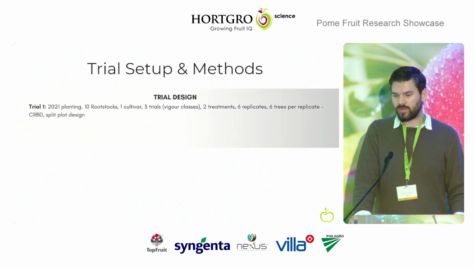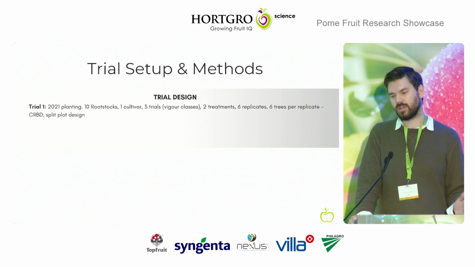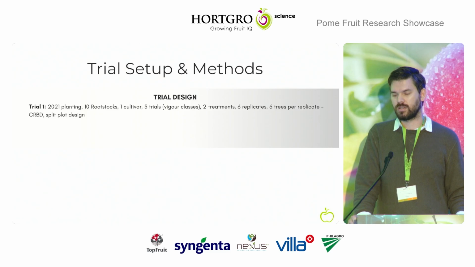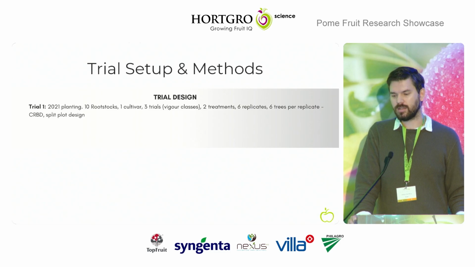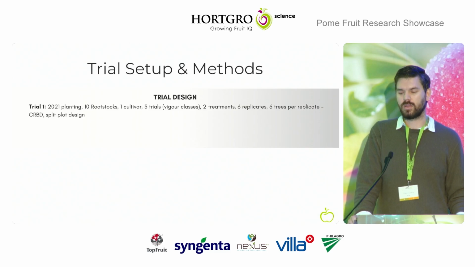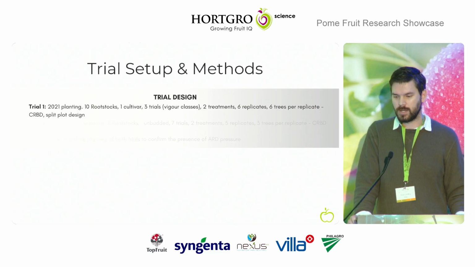For the trial setup, we've got two trials. The first trial we planted in 2021, with 10 rootstocks. It's a single cultivar, in 3 trials, which is 3 vigor classes. So each vigor class is a separate trial. There are 2 treatments, 6 replicates, 6 trees per replicate, and it's a complete randomized block design with a split plot layout.